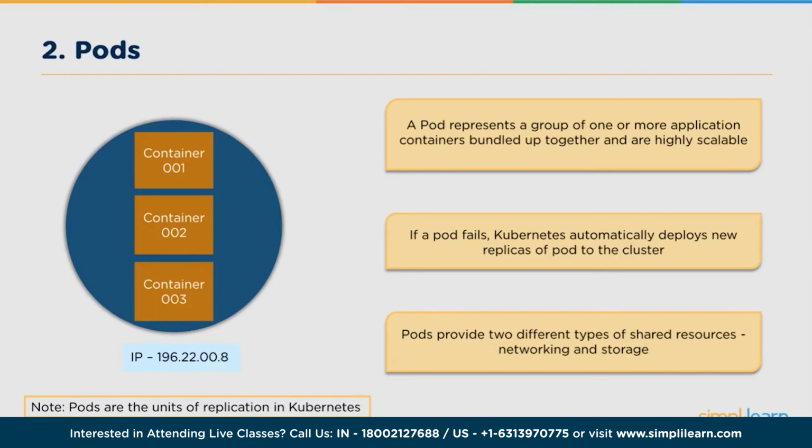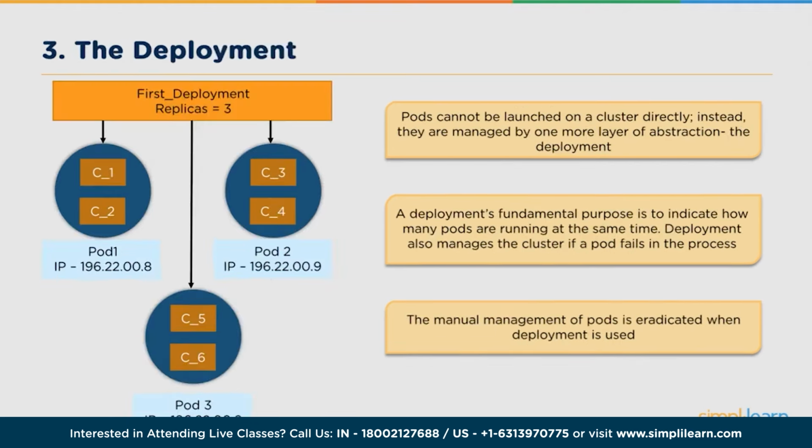The Kubernetes scheduler and proxy server will then manage how the pods are pushed out into your Kubernetes environment. The pods themselves can share resources for both networking and storage. So pods aren't pushed out manually. They're actually managed through a layer of abstraction as part of their deployment.